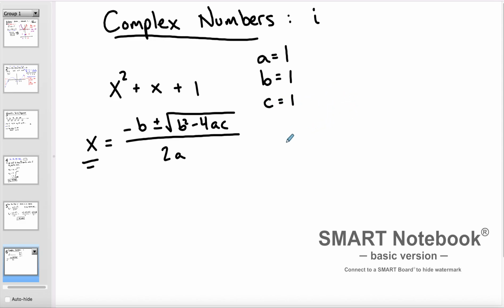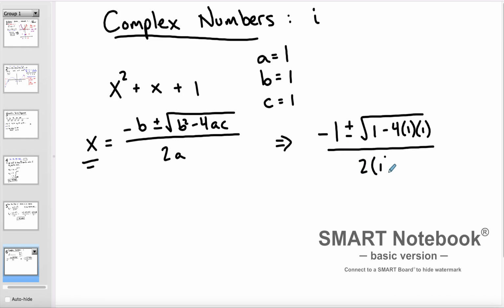So we just plug these into our formula. So we have negative b, or negative 1, plus or minus the square root of 1 squared minus 4 times 1 times 1, divided by 2 times 1. We can simplify this. We're left with negative 1 plus or minus the square root. 1 squared is 1 minus 4 times 1 times 1. So we are left with negative 3 divided by 2.